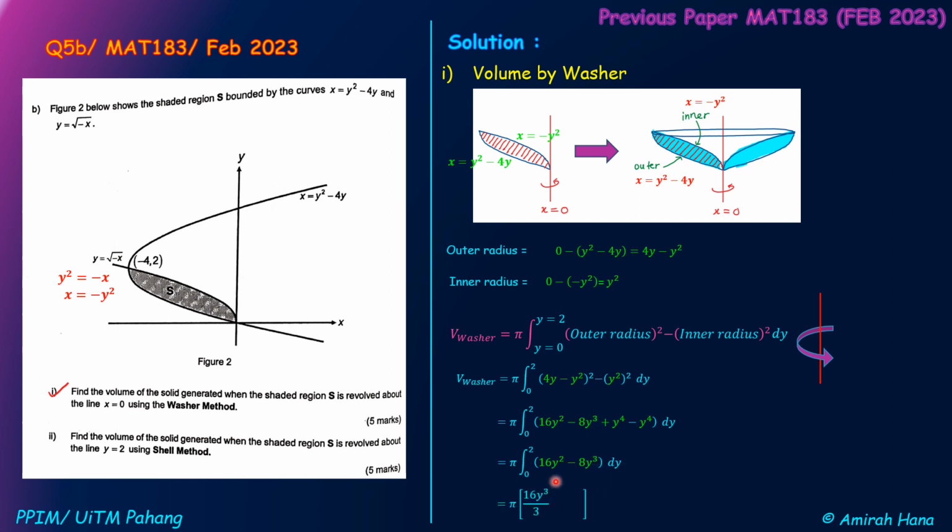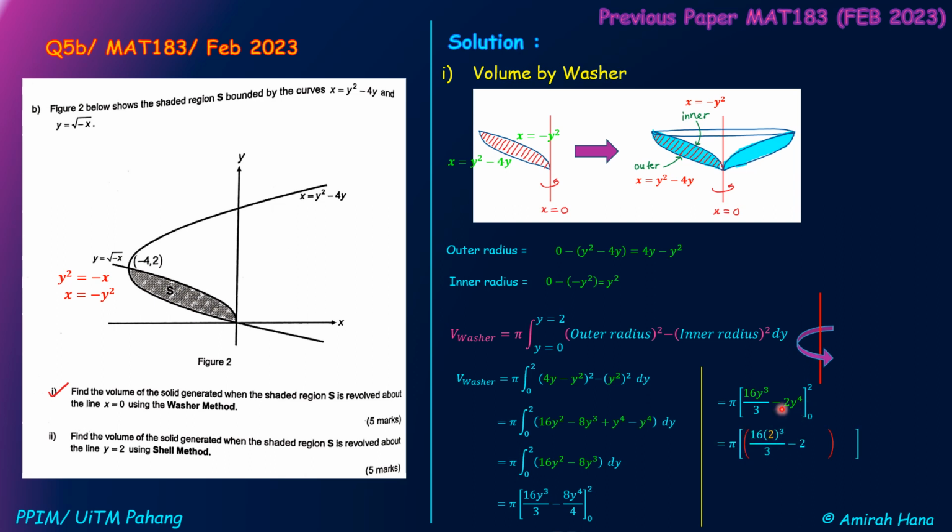Okay, from here we can integrate with respect to y, okay? So we still have single pi outside here, and then after we integrate 16y squared, we got 16y cubed over 3. And then minus, after we integrate 8y cubed, we got 8y to the power of 4 over 4, right? Right, and then we simplify first. 8 divided by 4 equals to 2. So we got 2y to the power of 4, right?